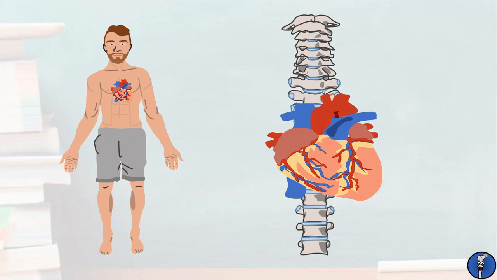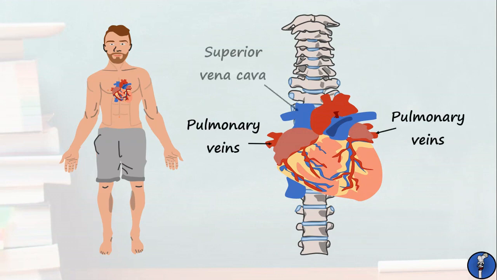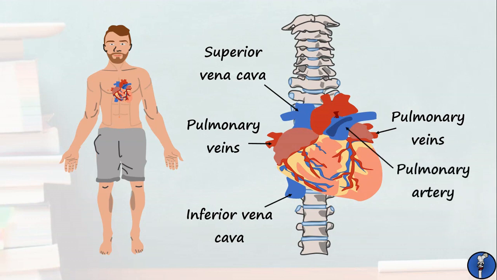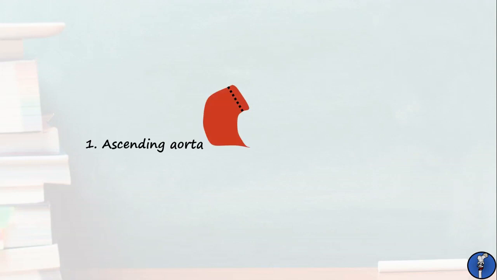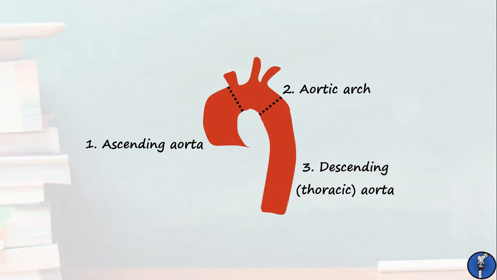There are four main groups of vessels that are involved in carrying blood into and out of the heart. Draining into it are the pulmonary veins and the superior and inferior vena cavae, and draining out of it are the pulmonary artery to the lungs and the aorta to the rest of the body. Today we're going to look at the aorta and its branches. The aorta can be divided into three segments. From proximal to distal, these are the ascending aorta, the aortic arch, and the descending aorta.